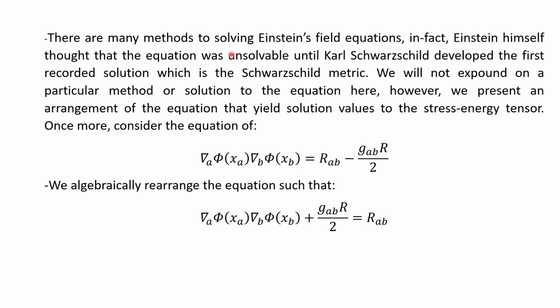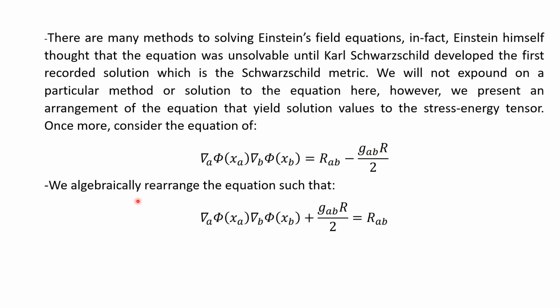There are many methods to solving Einstein's field equations. In fact, Einstein himself thought that the equation was unsolvable until Karl Schwarzschild developed the first recorded solution, which is the Schwarzschild metric. We will not expound on a particular method or solution here. However, we present an arrangement of the equation that yields solution values to the stress-energy tensor. Once more, consider the stress-energy tensor in terms of differentials equal to the Einstein tensor, or the value of the Einstein tensor.